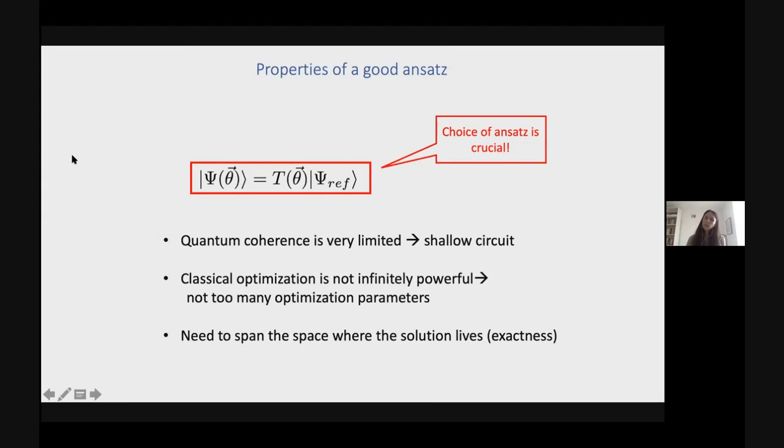So first, let's take a step back and think about what is a good ansatz. You have an infinite number of ways you can create an ansatz. And of course, this is a crucial thing, because if you don't have an ansatz that includes the solution you're looking for, then of course that's not very useful. But you also have to worry about other things. For example, quantum coherence is still very limited, so you want to have shallow circuits. Classical optimization itself is not infinitely powerful, so you don't want to overdo it with too many optimization parameters. And you, of course, need to span the space where the solution lives.